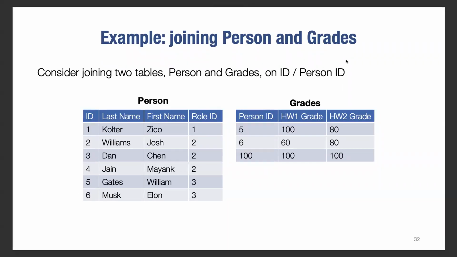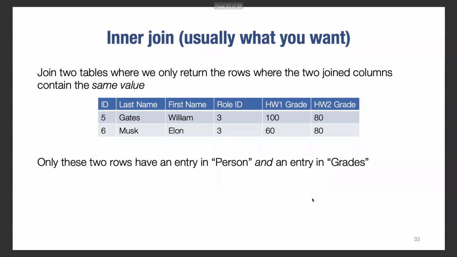So you want to join person and grades, right? You have person ID, homework grade 1, homework grade 2. If you wanted to join these tables, you need to specify the columns that you're going to do the join on, because that is what they can have in common, correct? So you join the two tables where we only return rows with two joined columns that contain the same values.